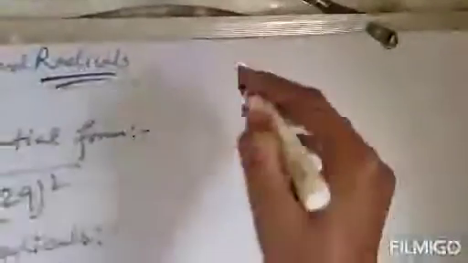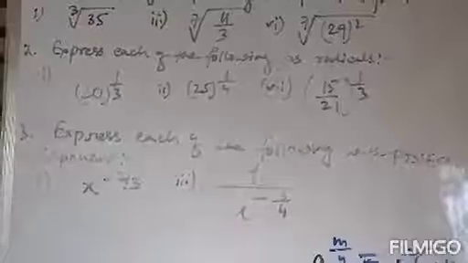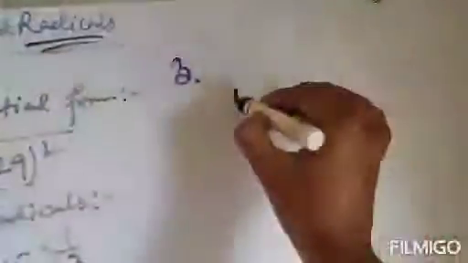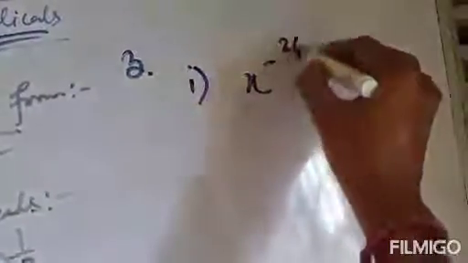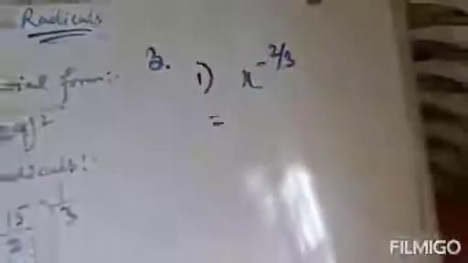Next question, number 3. Question number 3 says express each of the following with positive exponents. So we have to express each of the following with positive exponents. The first question is x to the power minus 2 by 3.